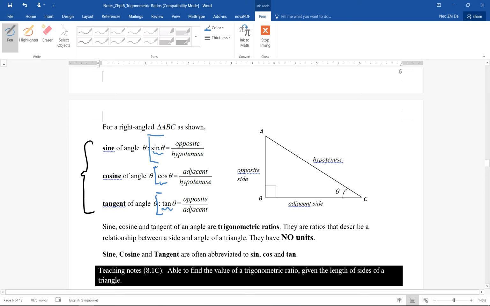Now, they realize that once you have a selected angle, and if you key in sine theta, the answer, the value, is the same as when you take the opposite and divide the hypotenuse. But you will ask, what is sine? Look at your calculator now.